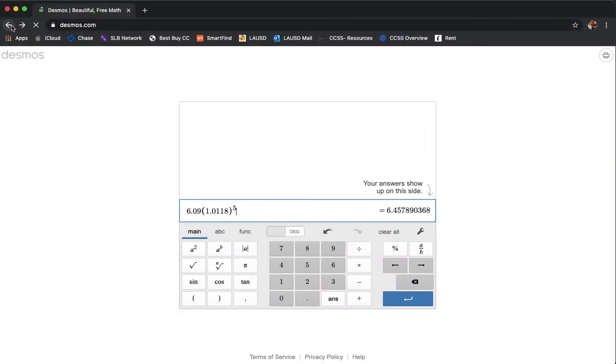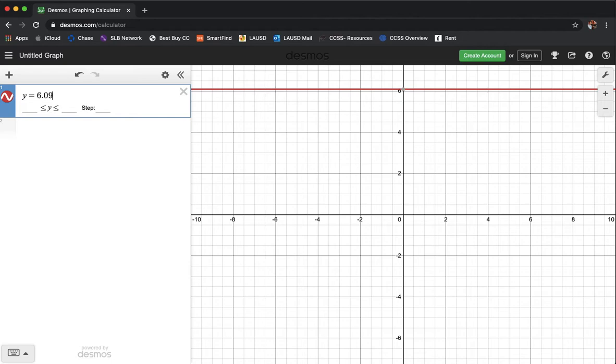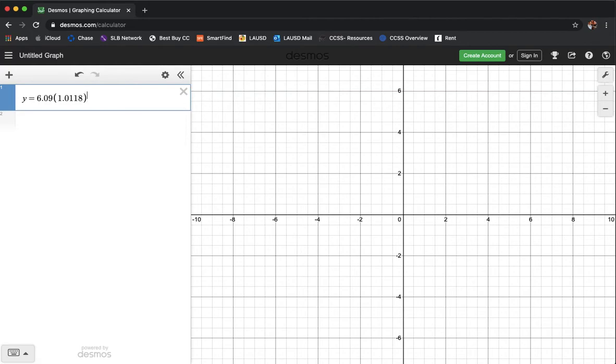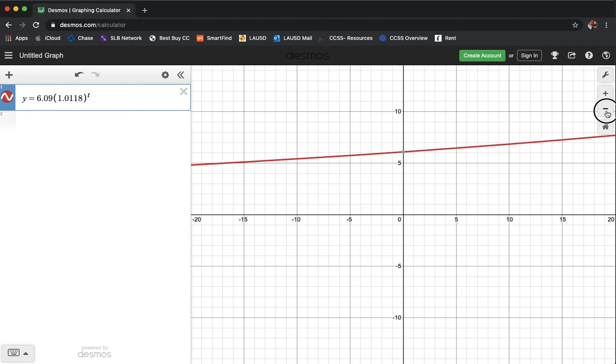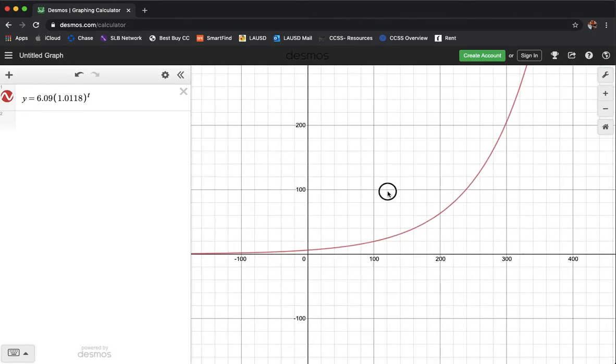Now I'm actually going to be using the graphing parts. Let's go ahead and do this. y equals 6.09 times 1.0118 to the power of t. Now you see this equation right here. If you want to zoom out, it is an exponential model. That's how fast we're going to grow, right? Over time, our population is growing like that.